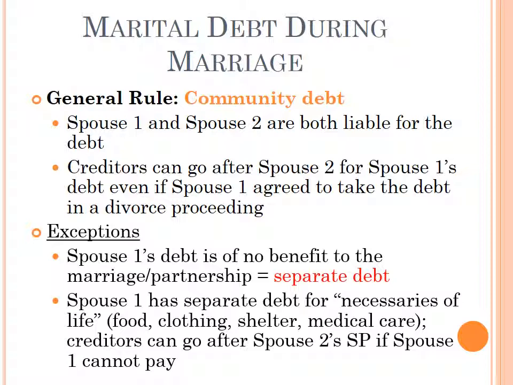Secondly, spouse number 1 has separate debt for necessaries of life. This can be food, clothing, shelter, or medical care. In this situation, even if it is separate debt, incurred specifically for spouse number 1 and not benefiting spouse number 2 at all, creditors can still go after spouse number 2. They can actually go after spouse number 2's separate property if spouse number 1 cannot pay. The idea is that we want to make sure that both spouses have the ability to pay for the necessaries of life.